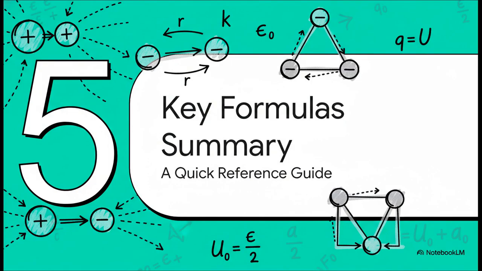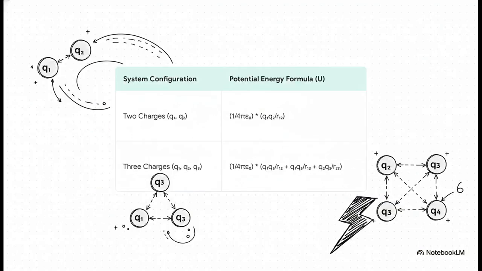Ooh, all right. We've definitely covered a lot of ground. So let's just take a moment to step back and summarize the key formulas we've been working with. It really all comes down to a simple pattern. For two charges, you have one energy calculation to make. For three charges, you have three unique pairs, so you sum up three terms. And for our square with four charges, we had to find all six possible pairs. The rule is always the same. Find every single duo, calculate their potential energy, and add it all up.